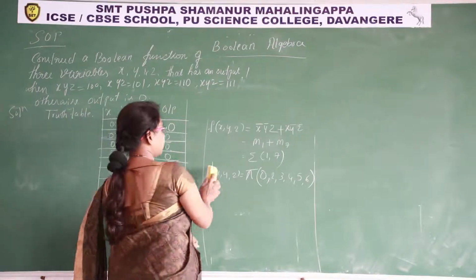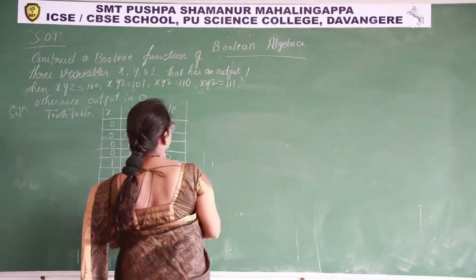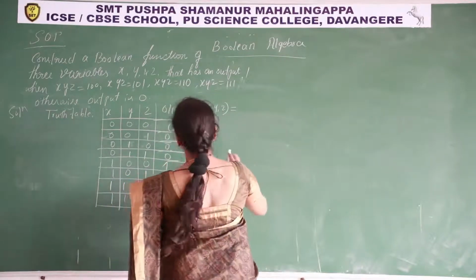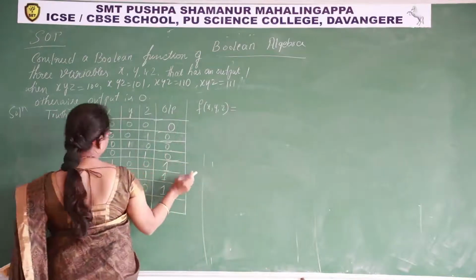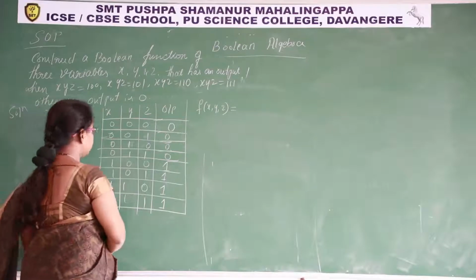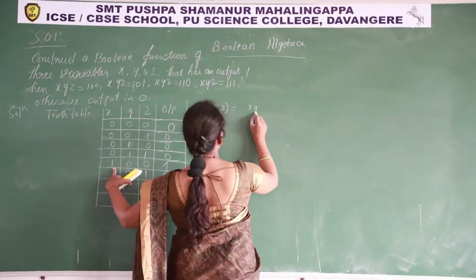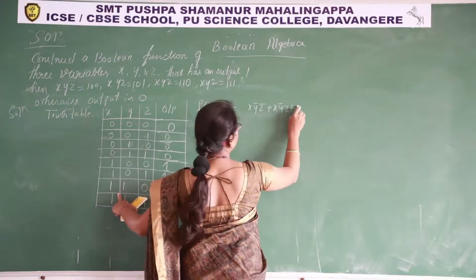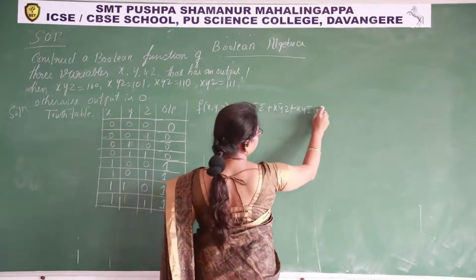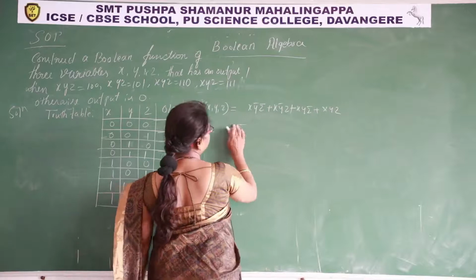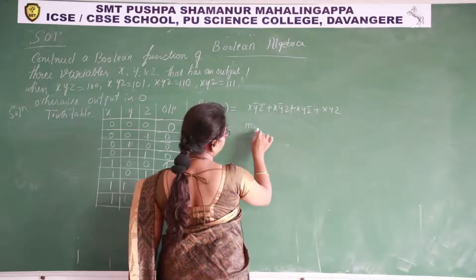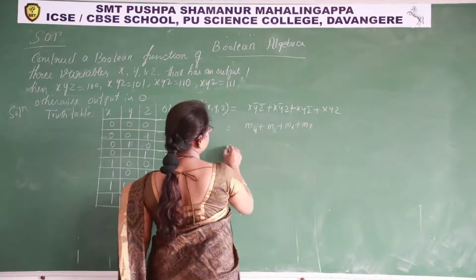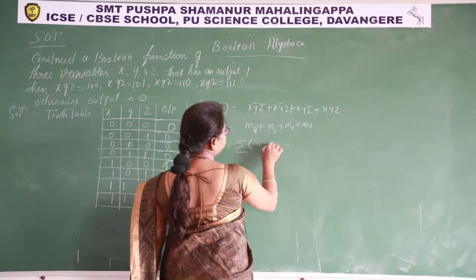Now you have to write the SOP expression for this. F of x comma y comma z is equal to, wherever output is 1 you should consider those terms, that is x y bar z bar plus x y bar z plus x y z bar plus x y z, that is equal to m4 plus m5 plus m6 plus m7, sigma 4 5 6 7.